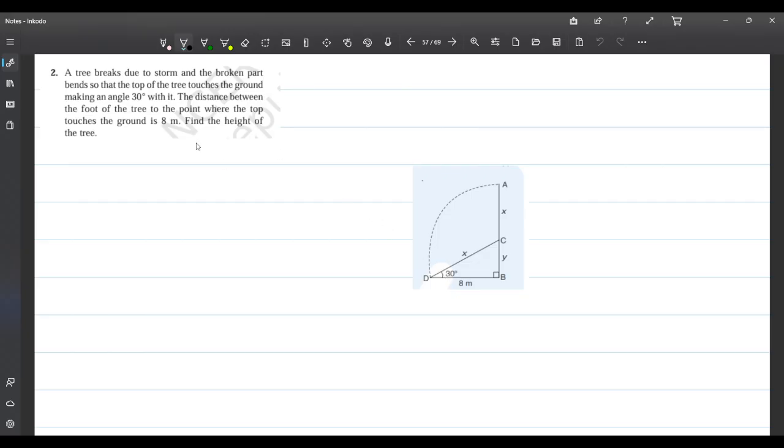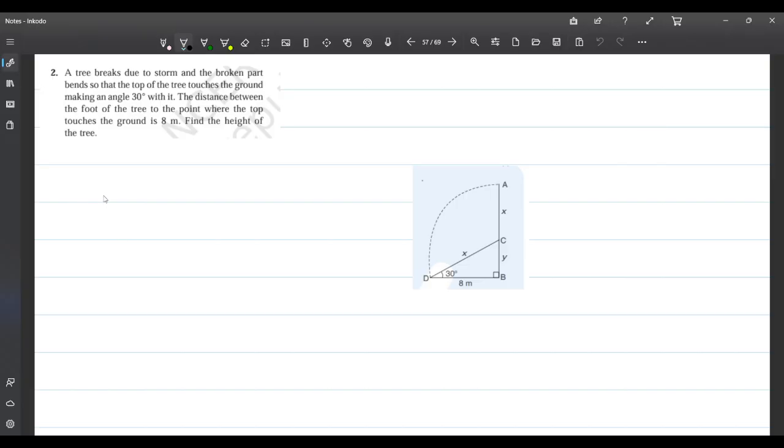The distance between the foot of the tree to the point where the top touches the ground is 8 meter. So this is 8 meter. We have to find the height of the tree. So basically we have to find this x plus y, which is the height of the tree. So we have to find both x and y.